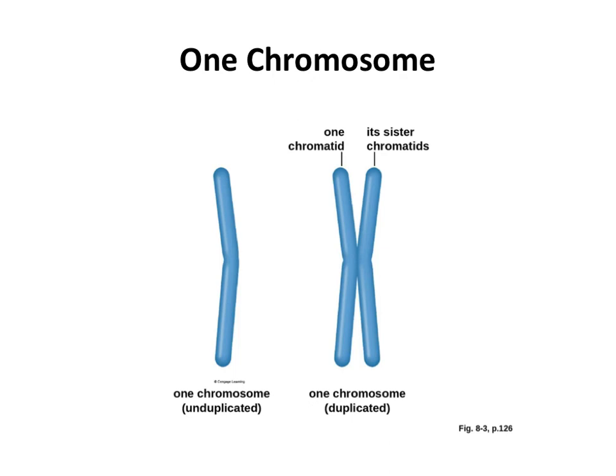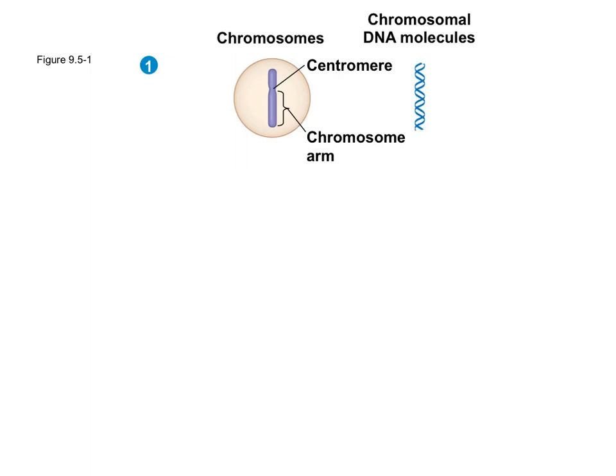So once again, this is one chromosome that is unduplicated. I haven't copied it yet. We're still, let's say, in G1 or gap 1. Over here, I also have one chromosome, but it's duplicated, and it's got two sister chromatids. This used to be very, very confusing to me. I hope it's not to you.